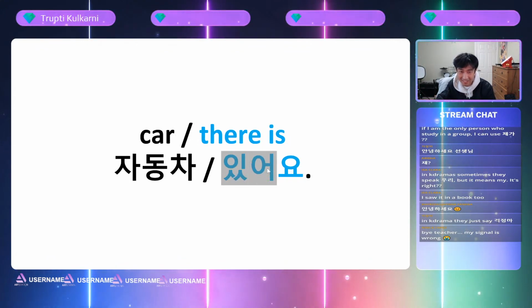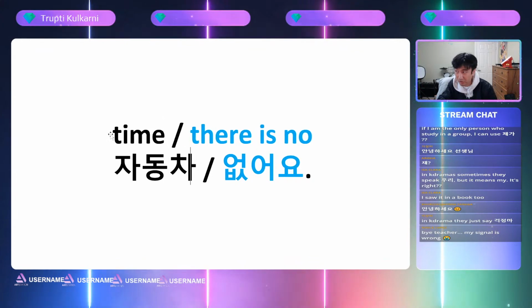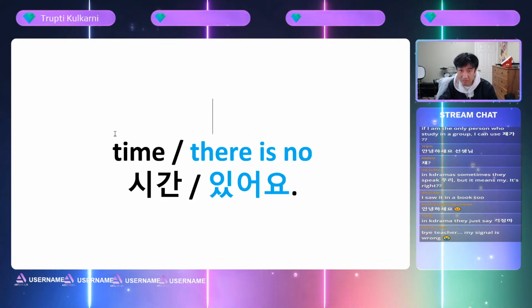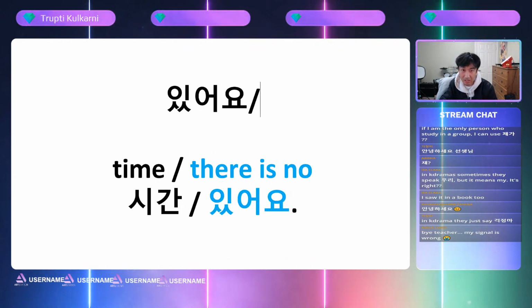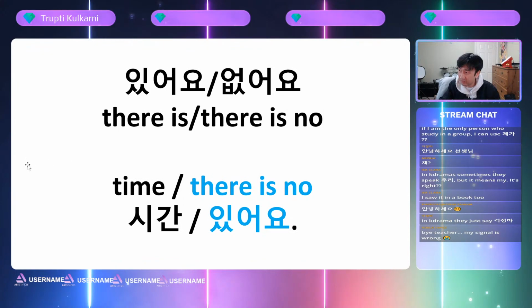Alright? And the opposite of 있어요 is 없어요. There is no car, there are no cars. That's pretty simple, right? So how would you say there is no time? Well, time just goes in here, so you just say 시간 없어요. There is no time. Or 시간 있어요, there is time. Okay, let me write this. 있어요 and 없어요. 시간 있어요, 시간 없어요.